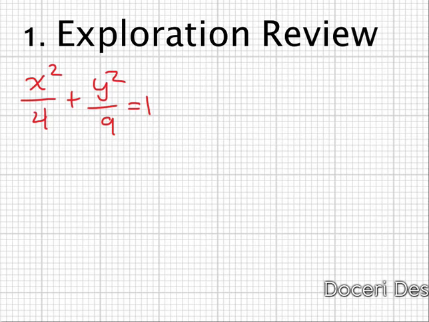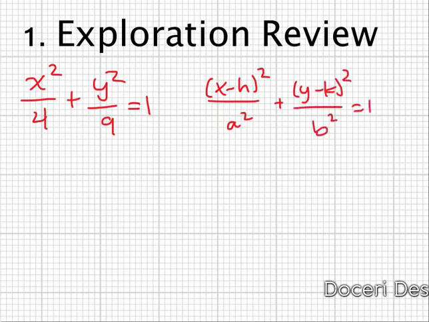Now you should remember that the general form of an ellipse is (x minus h) squared over a squared plus (y minus k) squared over b squared equal to 1. That's if the ellipse is going left to right, because whichever value is bigger, comparing a squared and b squared, that's the direction that it goes. So because a is underneath x, it goes left to right.